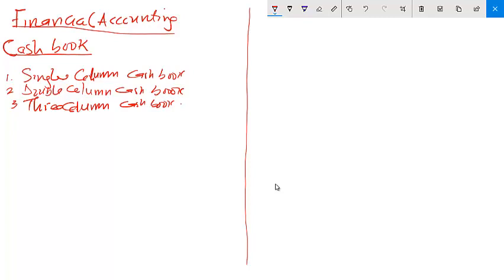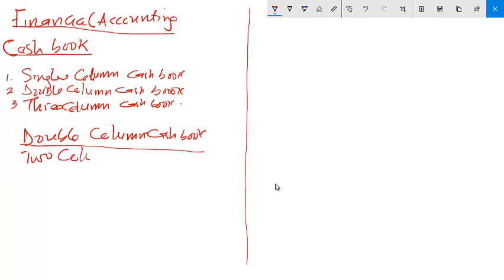When we are talking about the double column cash book, it is also known as the 2 column cash book. This is a type of cash book that is used by businesses that operate both with cash and with bank.